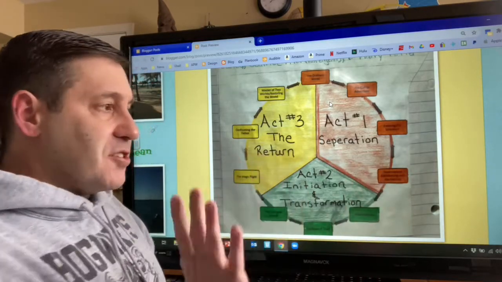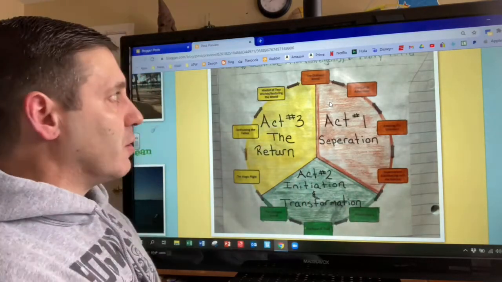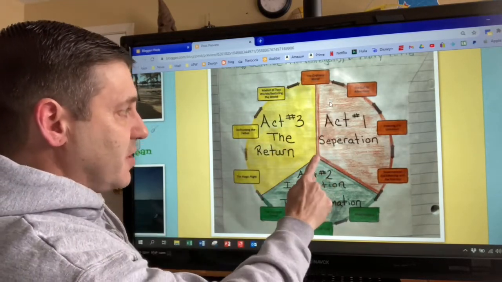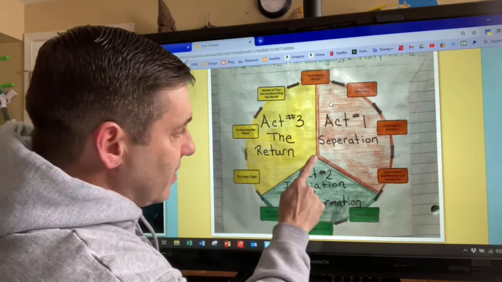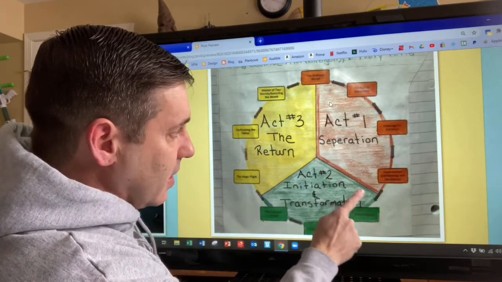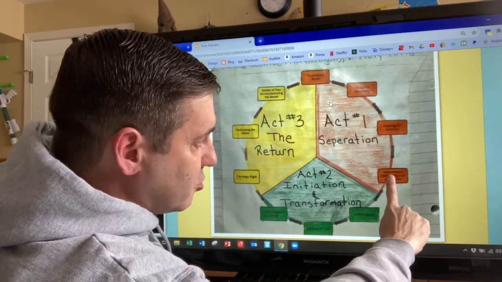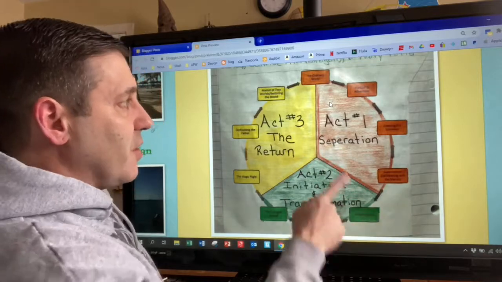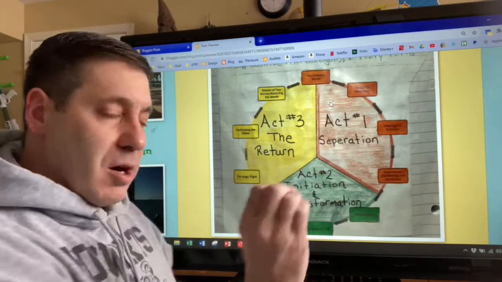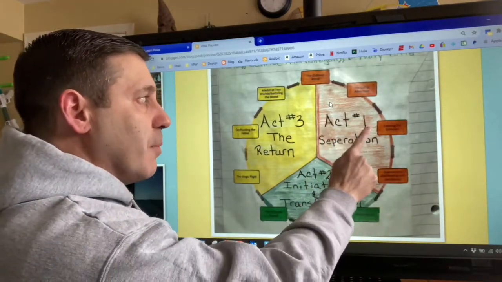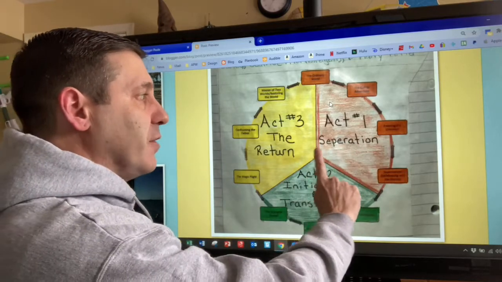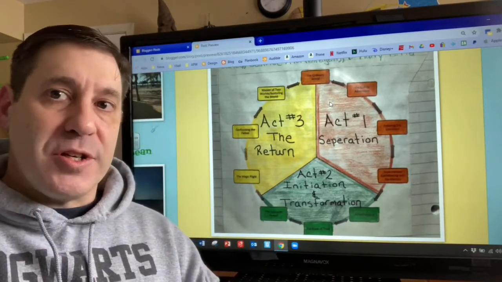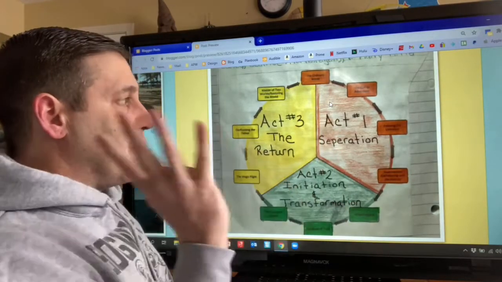All right. Now, you guys are going to have to do some drawing on this and some coloring. So, first thing you'll notice is that I've drawn a line straight down from the top to the center point of your diagram. And then the second line goes right here, and it goes in between supernatural aid and allies and helpers, okay? So that this first act, and we're all going to label it together. We're going to label it Act number 1. This first act is called separation, all right? Act 1, separation.